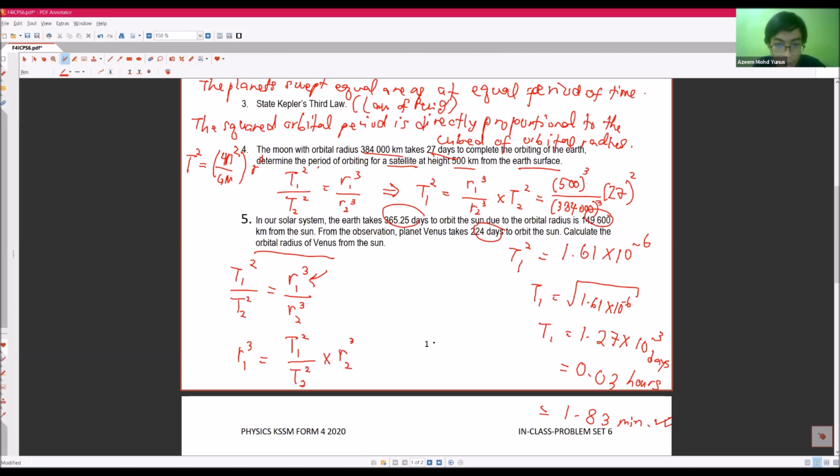So let's plug in all the values. Make sure that you do the square. T1 is Venus, 224 over 365.25, and then you square it, times R2 cubed. R2 cubed is 149,600 cubed. So let's plug that into our calculator. Our answer is in terms of cubes. 224 divided by 365.25 squared times 149,600 cubed.